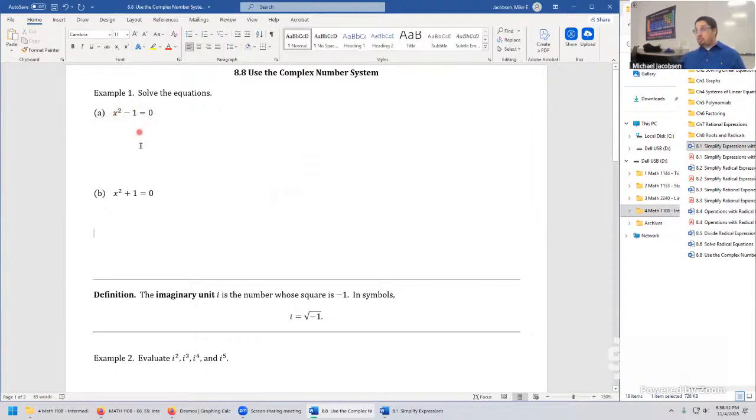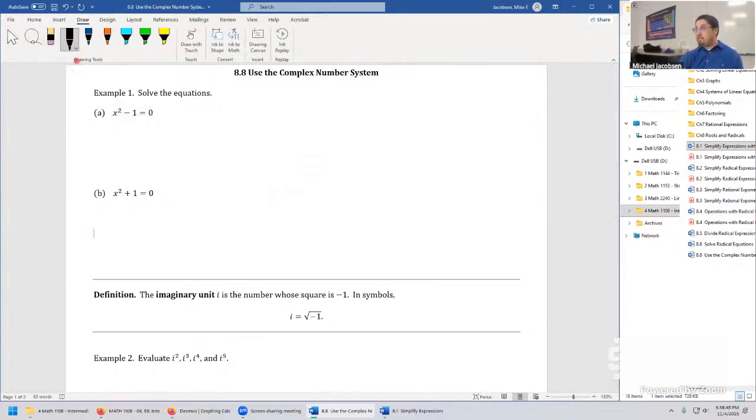x squared minus 1 equals 0 versus x squared plus 1 is 0. These solve pretty quickly. On the first one, you could either factor this as a difference of squares. That's the ordinary technique. But here's another strategy we're going to use in chapter 9. You could just isolate the power 2 quantity. It's kind of like isolating the square root. You get x squared equals 1.